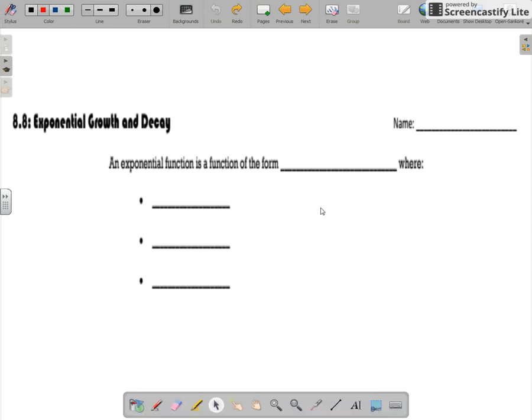Hello and welcome to your note guide video for exponential growth and decay. So we will be using our properties of exponents to help us explore this topic.